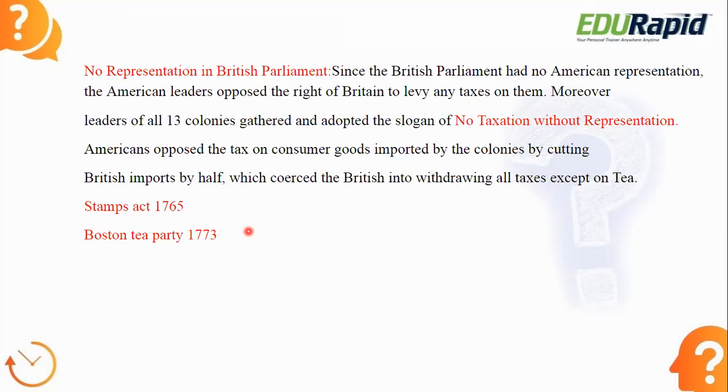So later, what happened? The rivalry happened between the British and the Americans, and later the Americans got onto the ship and started throwing the tea into the sea. They threw all the tea which was in the ship into the sea. So that is all about the Boston Tea Party that happened in 1773. It is one of the rivalries between the American people and the British. It was a British East India Company ship. That is all about the Boston Tea Party, which happened in 1773.